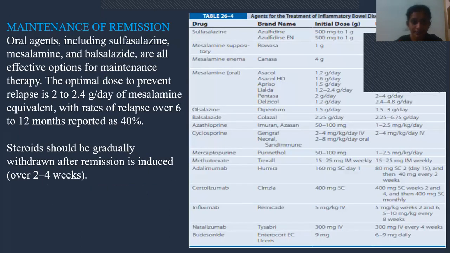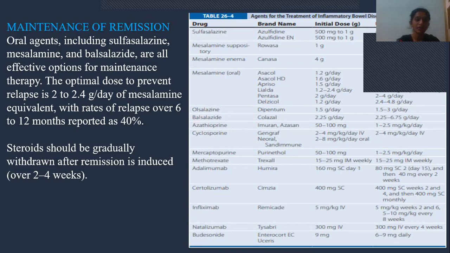So these are the drugs: sulfasalazine, mesalamine suppositories, mesalamine enema, olsalazine, balsalazide. Balsalazide is commonly used nowadays. These are the aminosalicylates. Then azathioprine, cyclosporin, mercaptopurine, methotrexate, adalimumab: all these are immunosuppressive agents. Budesonide is a steroid. These are the brand names and the doses available in the market. The usual per day range for this disease is given in this table.